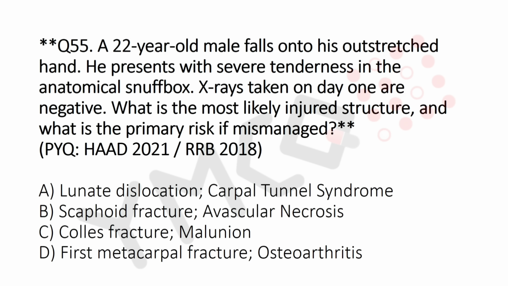Option A, lunate dislocation, carpal tunnel syndrome. Option B, scaphoid fracture, avascular necrosis. Option C, Colles fracture, malunion. Option D, first metacarpal fracture, osteoarthritis. And the answer is option B, scaphoid fracture, avascular necrosis. Tenderness in the anatomical snuffbox after a fall is a scaphoid fracture until proven otherwise. Even if the first X-ray is clean, the huge danger here is avascular necrosis because of the bone's poor blood supply. Okay. Now let's move to question number 56.